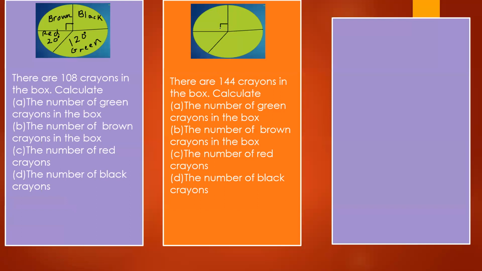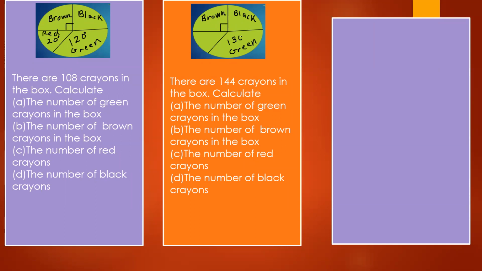So this remains 90. This stays brown. It's going to be black. We don't have an amount for black in terms of degrees, but that still does not hinder us. We still could figure out the number of crayons for black. Let's say for green we have 130 degrees.